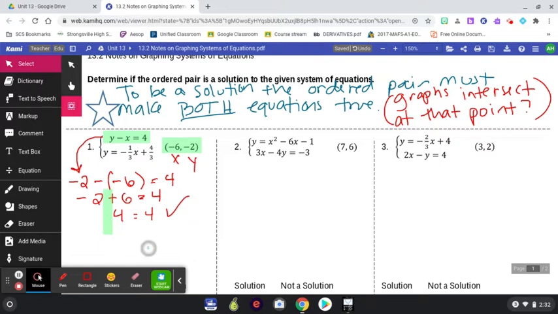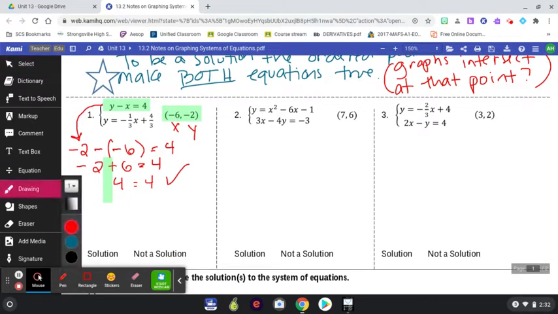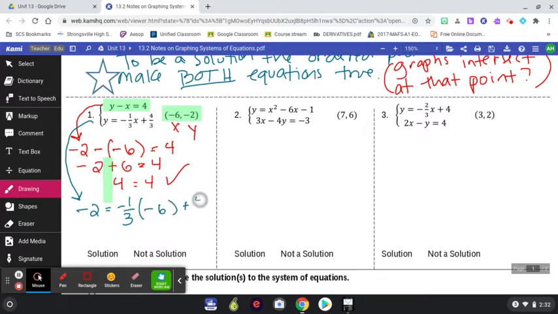In order to do that, I'm going to check the second equation. I'll do that here in blue. So again, I'm going to rewrite the second equation: -2 equals -1/3, replacing the x with -6, plus 4/3. So -2 equals, well, -1/3 times -6 is a +2, plus 4/3.